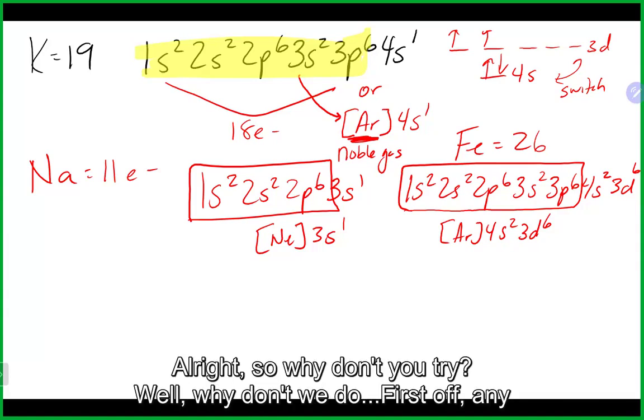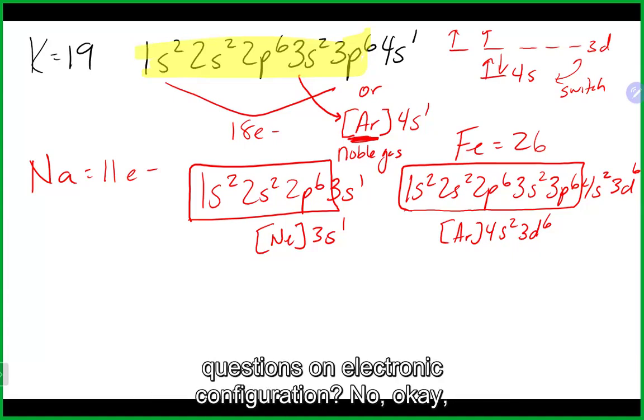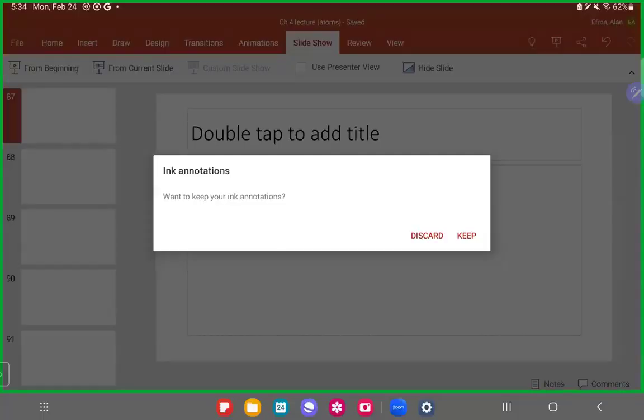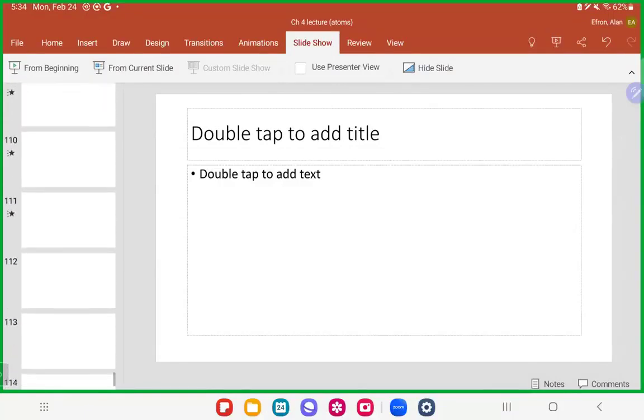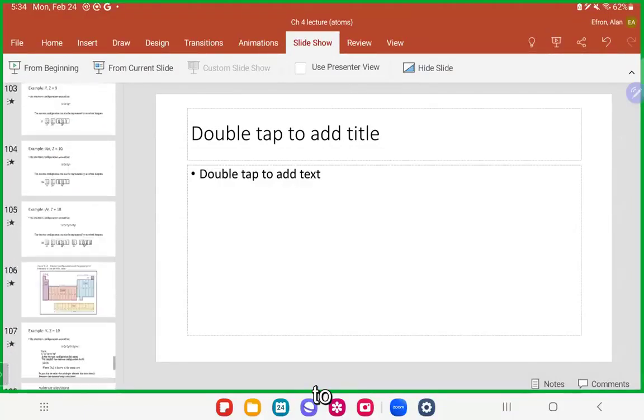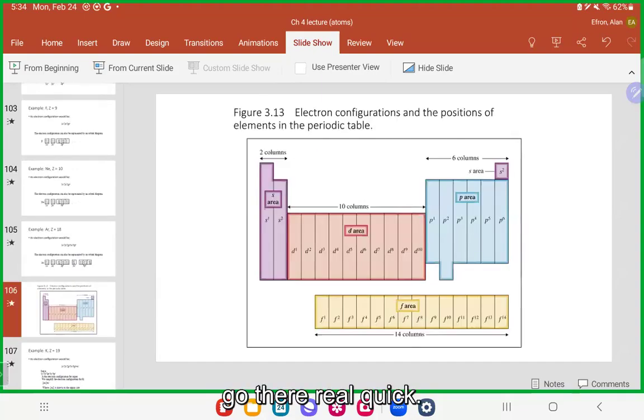So first off, any questions on electron configuration? Okay. So let me find that picture actually. I want to go there real quick.